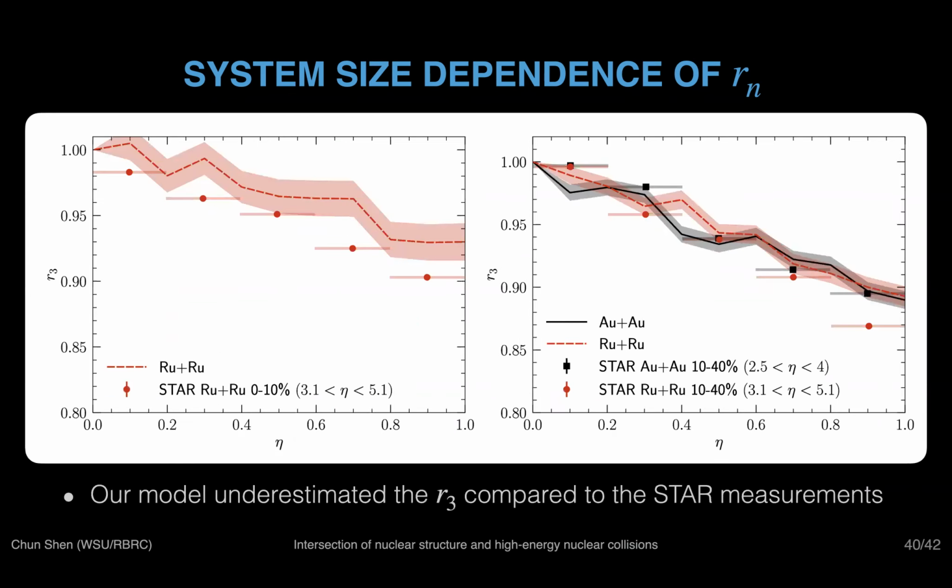Anyway, so you can also again look at R3. R3 in the model also has slightly less decorrelation compared to the R2 case, but you don't see too much difference between the system sizes.